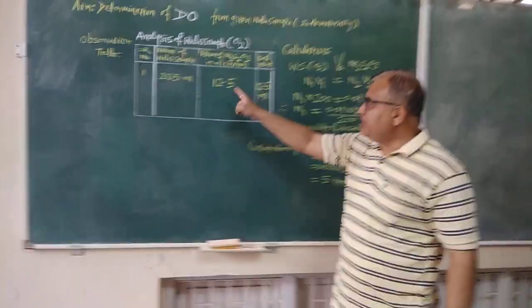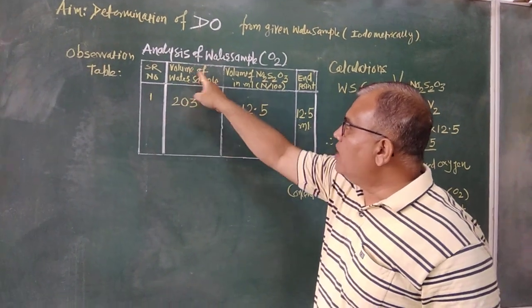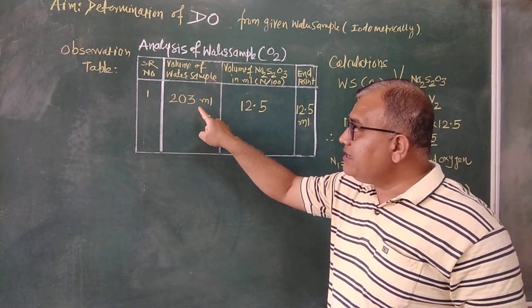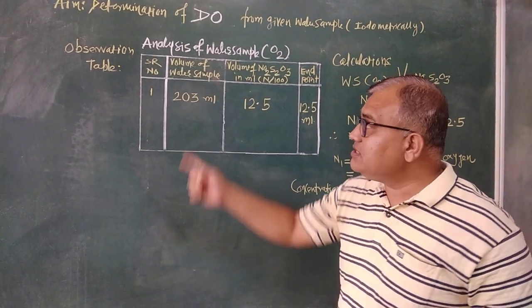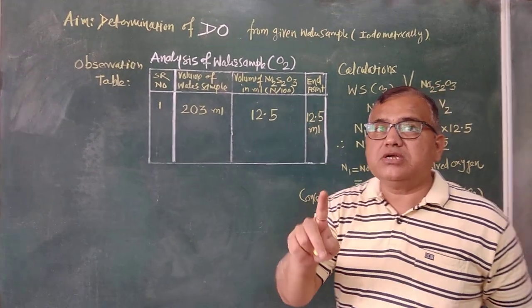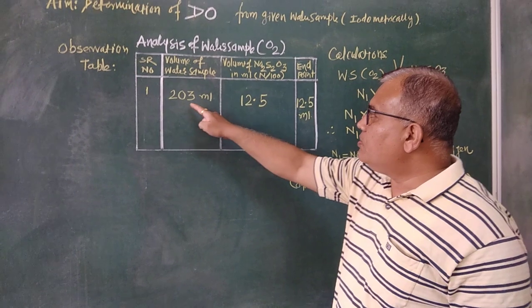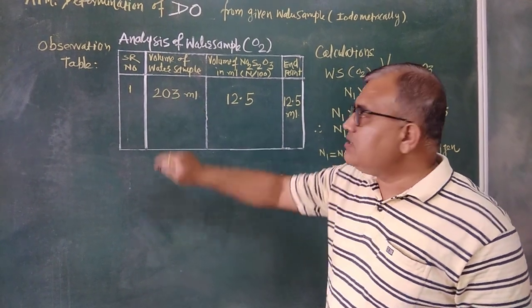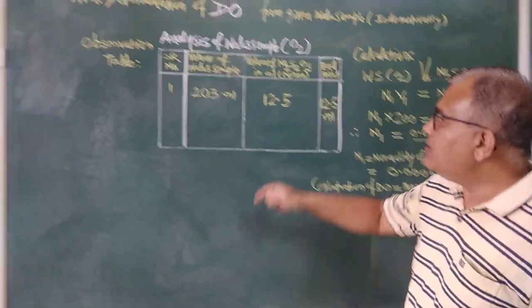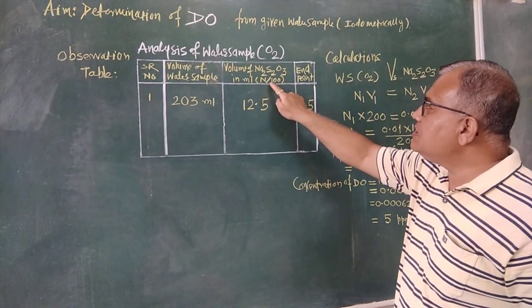Reading is 12.5. So in this way, you prepare the observation table like serial number, volume of water sample in ml, that is 203. For titrating purpose we have taken 203 because it is representing the original 200 ml of water sample, because 4 ml water was displaced during the procedure. This is according to Archimedes principle. So while writing in the observation table you write 203 ml, but for calculation purpose you take 200 ml of water sample. And for this particular volume of water sample, what is the volume of Na2S2O3 required?